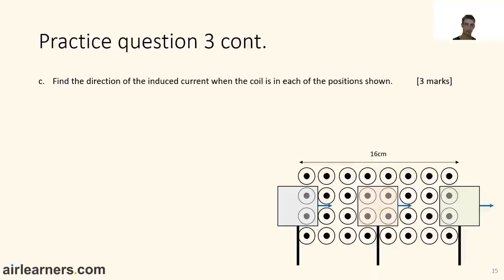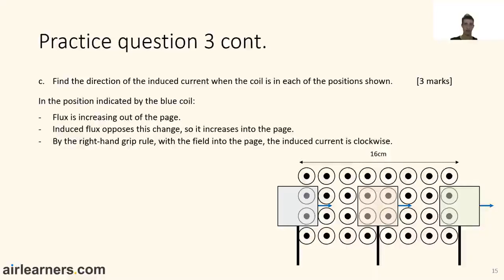Okay, now that you've had a go at this rather interesting question, how do we do it? Well, this is going to be my thinking. You wouldn't have to write this all down. I would encourage you to do that, but you don't have to. In the position where it's blue, we've got flux increasing out of the page. Induced flux opposes that change, so it increases into the page, and therefore, by the right-hand grip rule, with the field into the page, the induced current is clockwise.